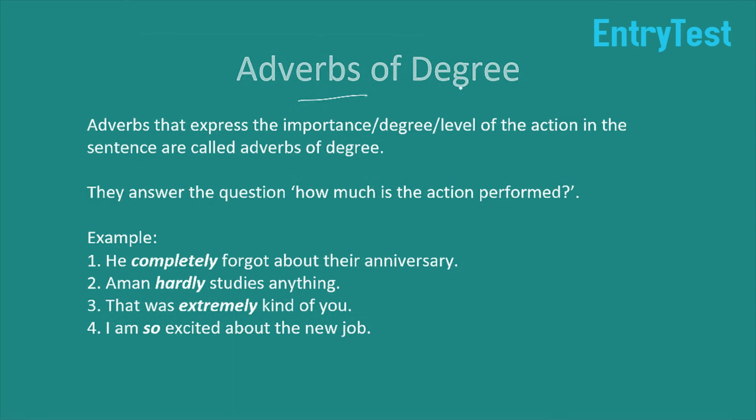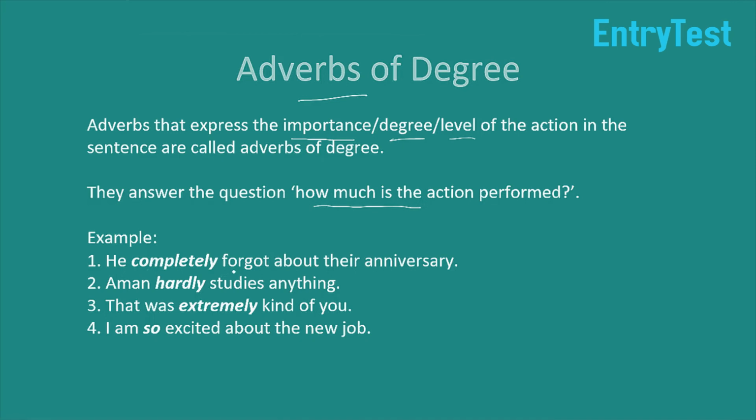Okay, so by degree here I mean the intensity. Alright, so these adverbs express the importance, degree, level of the action in the sentences and are called adverbs of degree. किसी चीज़ की intensity, उसकी तीव्रता या उसकी importance को बताते हैं adverb of degree. And they will answer a basic simple question: how much is the action performed? Alright, so examples देखते हैं.